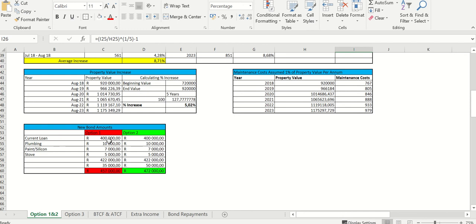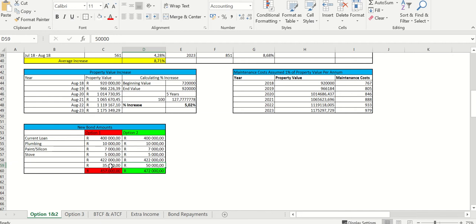Then for the new bond amounts, a lot of the new refinancing costs are the same for option 1 and 2. However, there is a slight difference. With option 2, with the Airbnb, we had to get an additional 50,000 Rand for finishing it. It was also assumed that the stove will be better to get as soon as possible, because the monthly increase on the stove at 1.2% is very high, which is a lot higher than the annual inflation percentage of 4.9%. So it's better to get that as soon as possible.